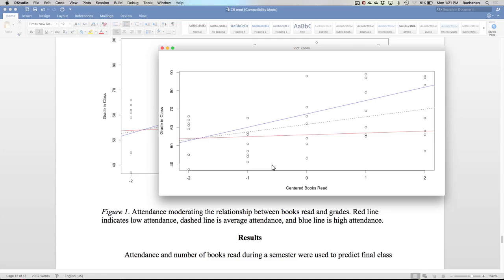Each dot is the person, so this is a scatter plot. The average score is this dotted line. So if we made a graph of books to grades in class, ignoring attendance, it would be that dotted line. And then it has the low slope and the high slope. The low slope is in red, the high slope is in blue, always.